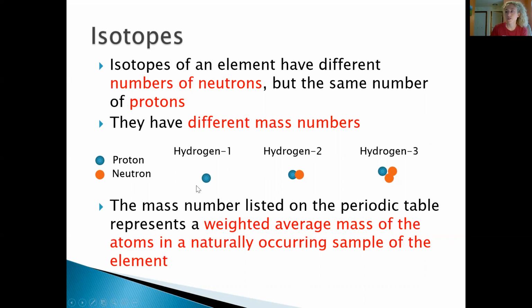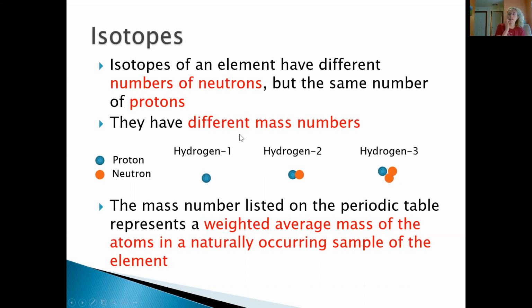Here's an example for hydrogen. Hydrogen 1 is just a proton. Hydrogen 2 is a proton and a neutron, so there's a different number of neutrons between 1 and 2, right? Hydrogen 3 is a proton plus 2 neutrons. So in this case, now we have a difference of 2 neutrons compared to 1.